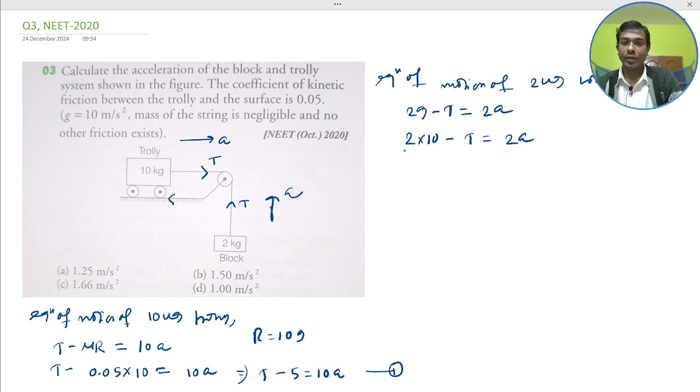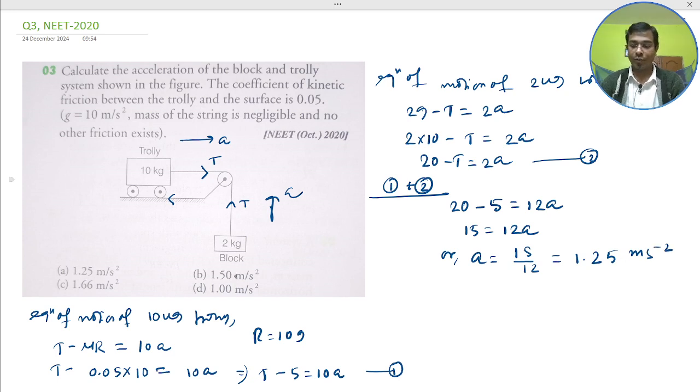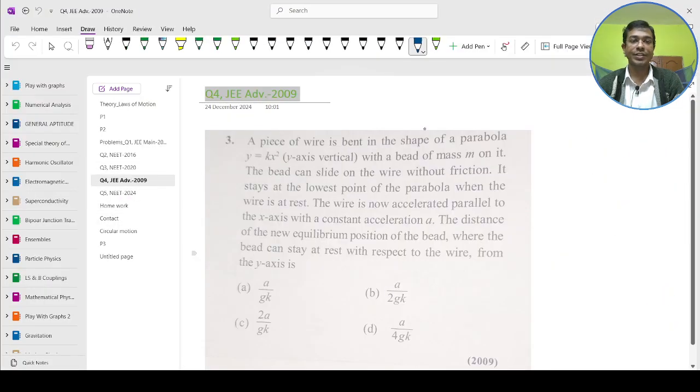So 20 minus T equal to 2a. This is equation number 2. We just do equation number 1 plus equation number 2. We just get 20 minus 5 equal to 12a. So 15 would be 12a, or acceleration a would be 15 by 12, which is equal to 1.25 meter per second square. 1.25, A would be your correct answer. Go ahead, our next JEE Advanced.